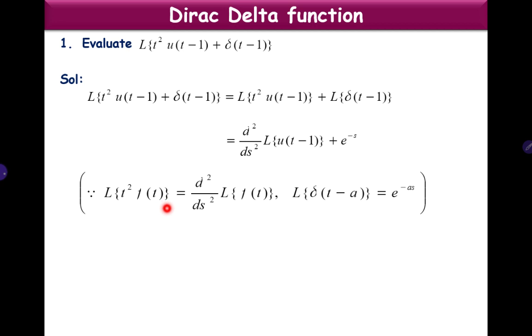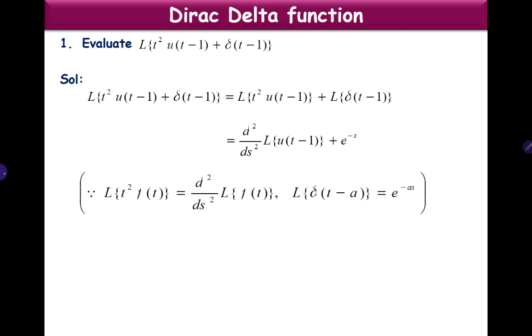L of t power n into f of t is minus 1 whole power n d power n by ds power n of L of f of t. Here, because we have t square, n is equal to 2, so we get d square by ds square of L of f of t. And as we have discussed earlier, L of delta of t minus 1 is e power minus s using this formula.